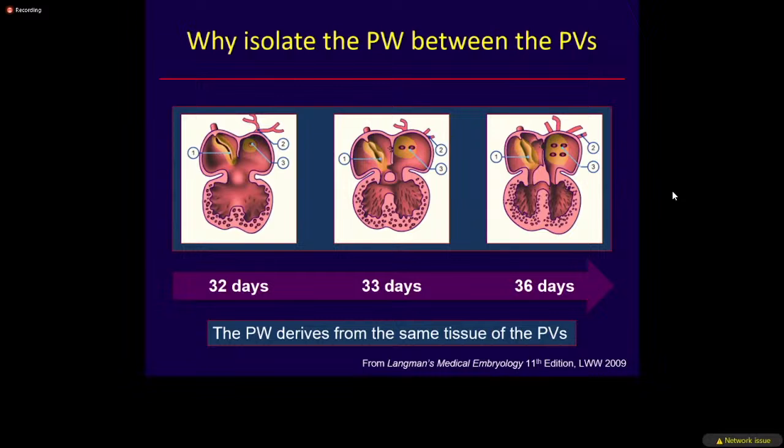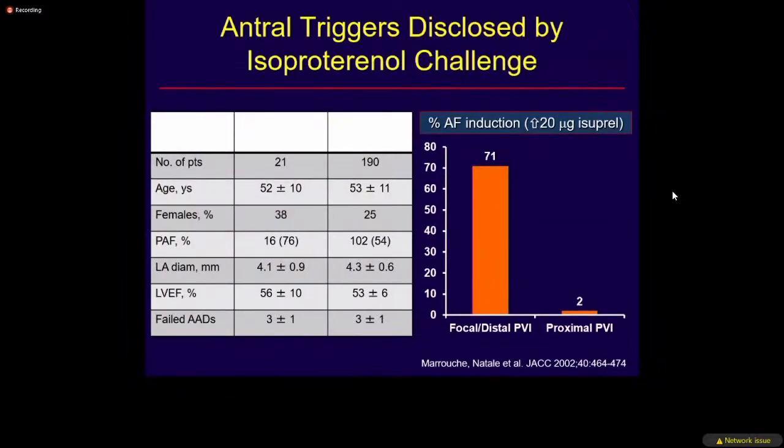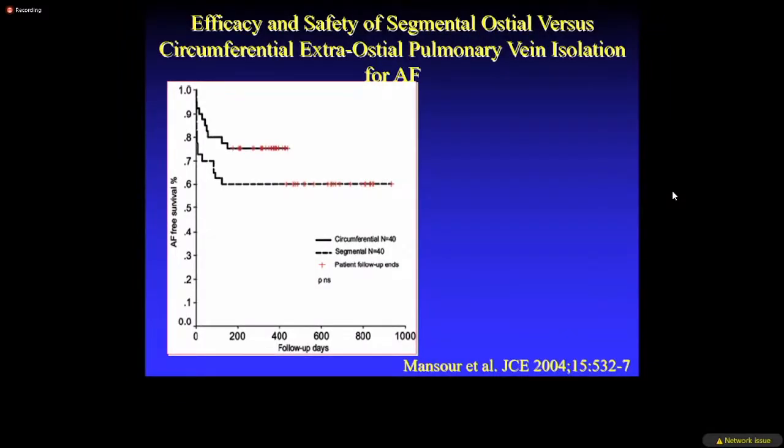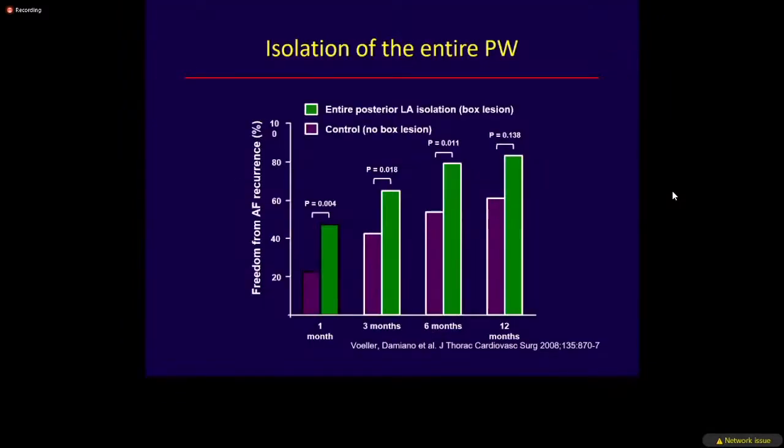And then obviously the embryology, we've been saying since the early 2000s that the posterior wall is an extension of the primordial pulmonary vein. So it's really naive to think that those trigger cells are only in the tube and not scattered everywhere, which is what we're seeing. This is some early evidence from 2002, again from our group, showing that if you do ostial isolation and challenge the patient with a high dose of isoproterenol, you see a lot more proximal triggers that disappear after you do posterior wall isolation.